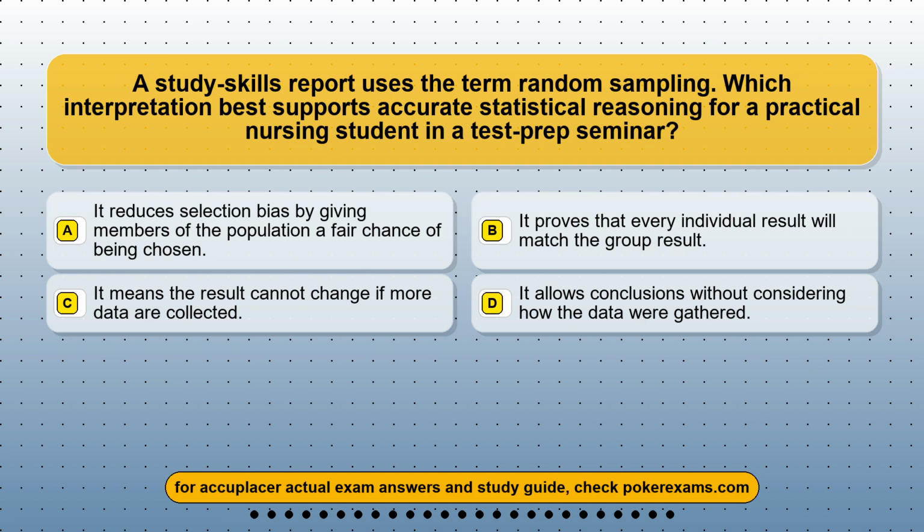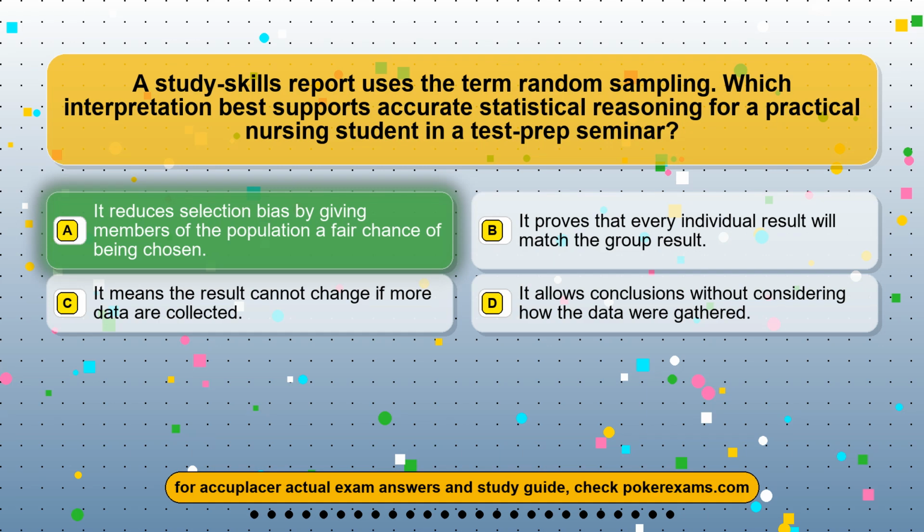Question 25. A study-skills report uses the term random sampling. Which interpretation best supports accurate statistical reasoning for a practical nursing student in a test-prep seminar? Option A. It reduces selection bias by giving members of the population a fair chance of being chosen. Option B. It proves that every individual result will match the group result. Option C. It means the result cannot change if more data are collected. Option D. It allows conclusions without considering how the data were gathered.